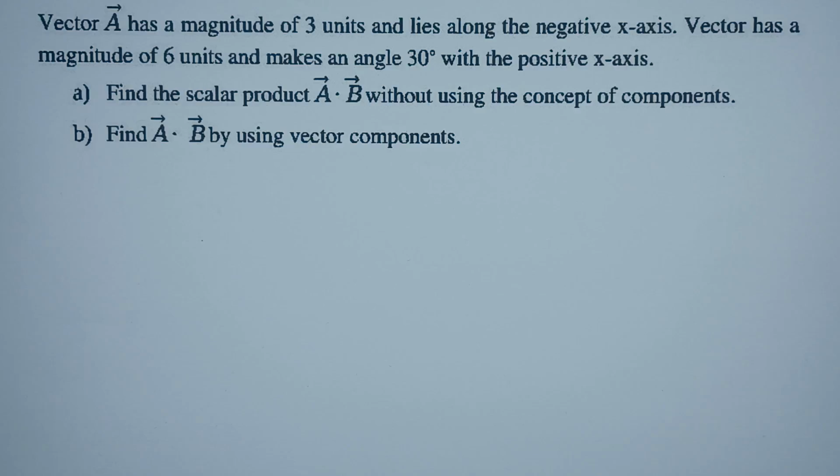Hi guys. So we have this question on the vectors. Let's see how we can break it down. The question reads, vector A has magnitude 3 units and lies along the negative x-axis.